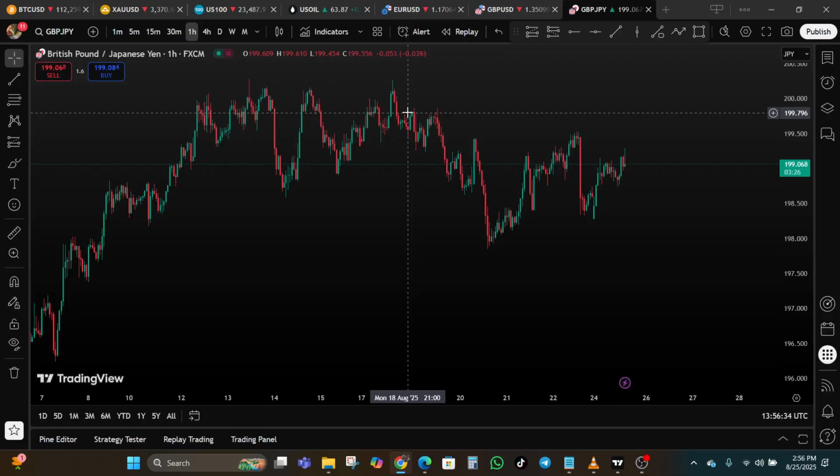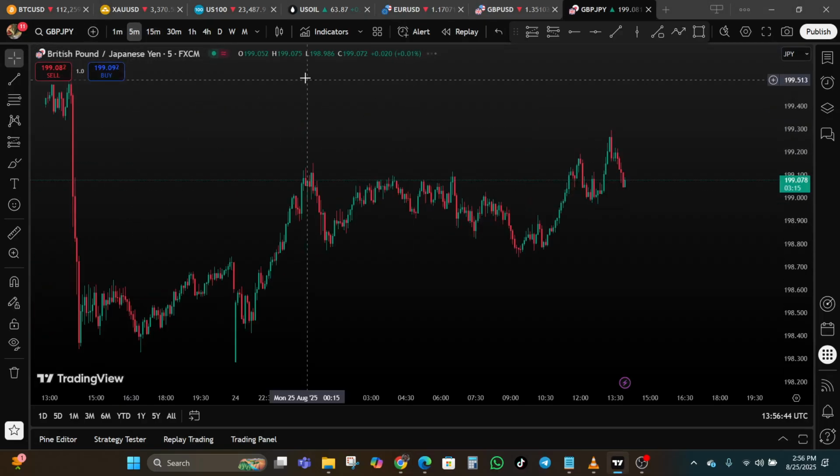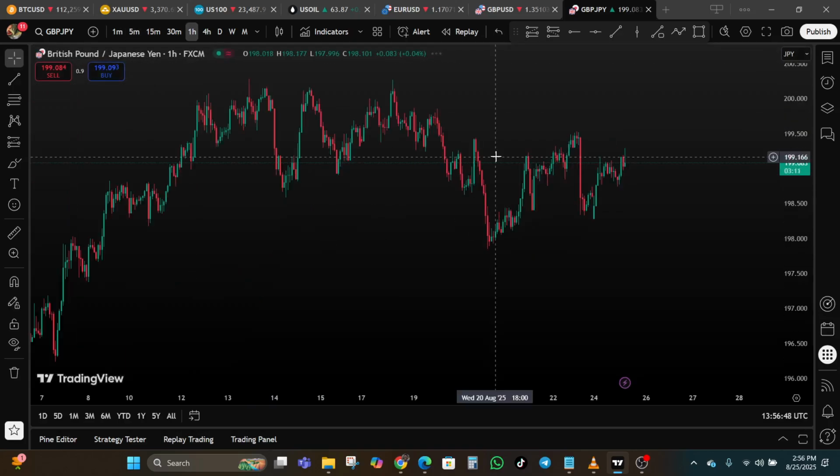The H1 is slow enough to filter out the noise that you would usually find on the 1 minute or the 5 minute chart, but at the same time the H1 is fast enough to give you consistent opportunities without waiting days for a setup. So let us just break it down step by step.